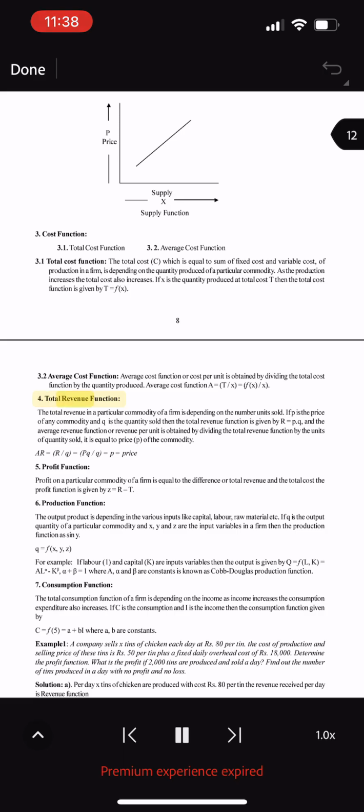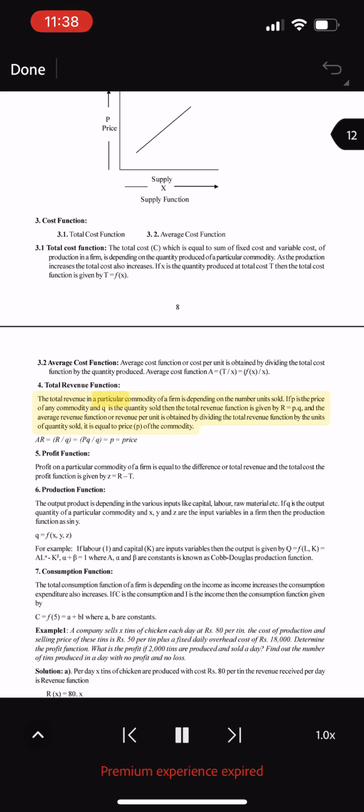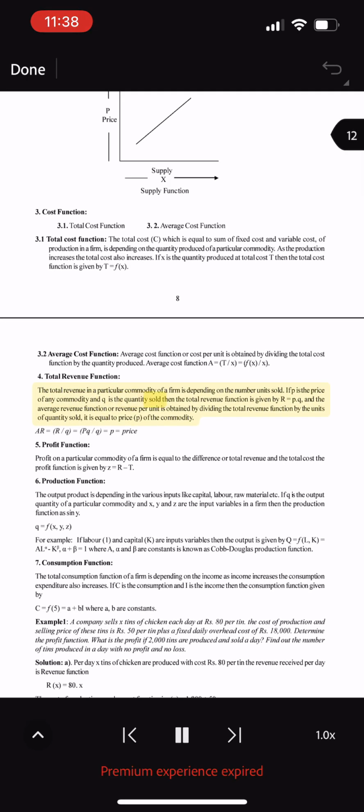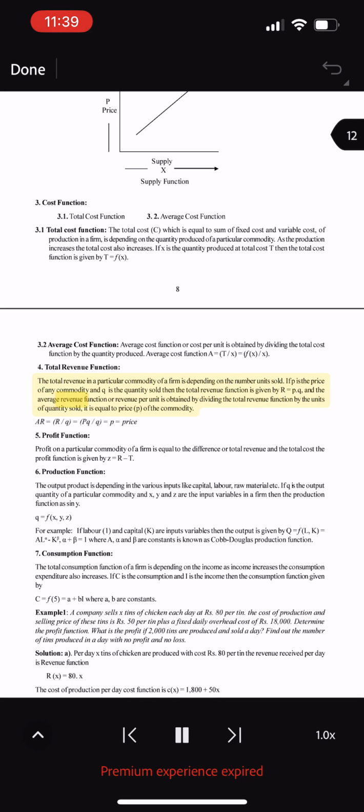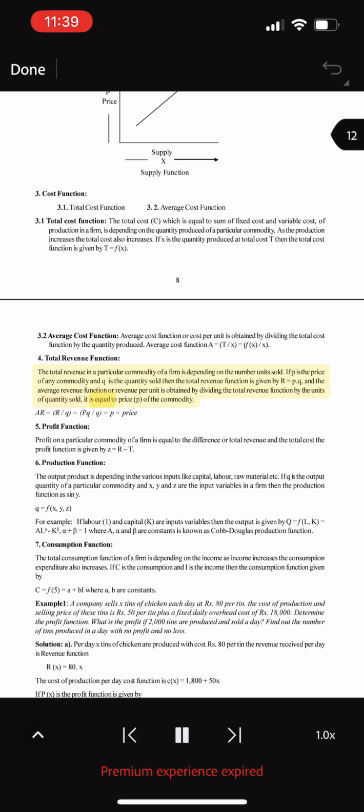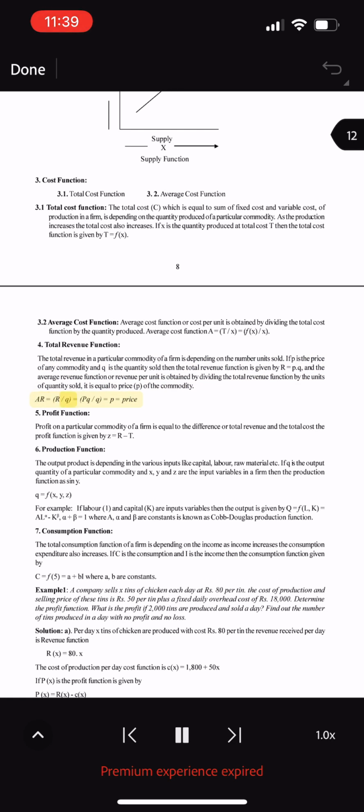4. Total revenue function. The total revenue on a particular commodity of a firm depends on the number of units sold. If P is the price of any commodity and Q is the quantity sold, then the total revenue function is given by R = PQ. And the average revenue function, or revenue per unit, is obtained by dividing the total revenue function by the units of quantity sold. It is equal to the price P of the commodity. AR = R/Q = PQ/Q = P = price.